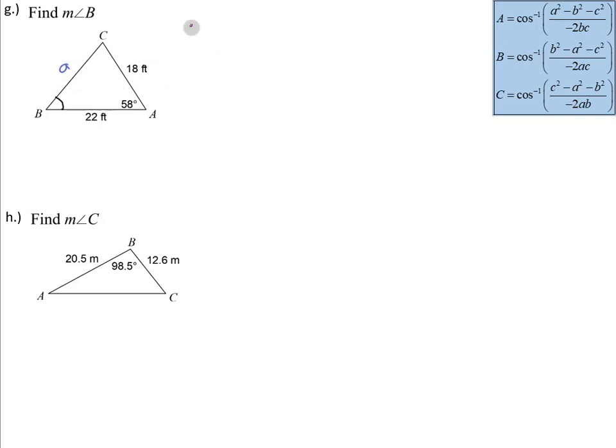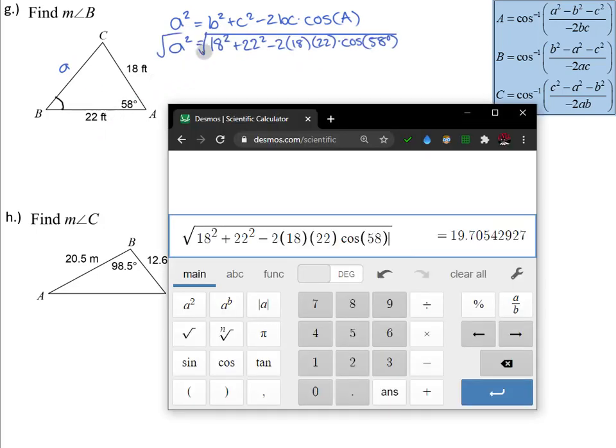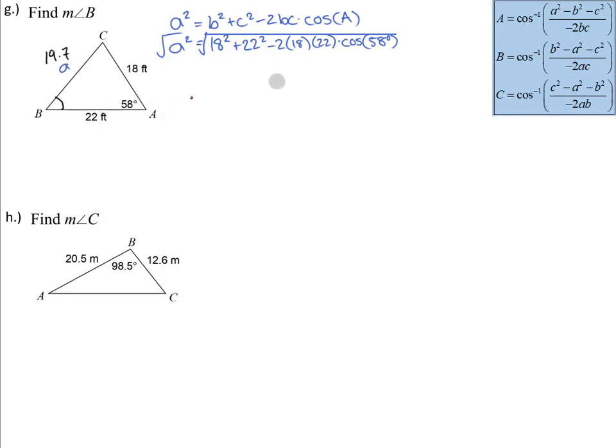To find side length A, we know A squared equals B squared plus C squared minus 2BC times the cosine of the angle at A. Okay, so let's plug in and find A. All right, so we're plugging in for our other two sides, 18 and 22, in our formula, and cosine of 58 degrees. And that tells me my missing length, rounding to one decimal place, is about 19.7.